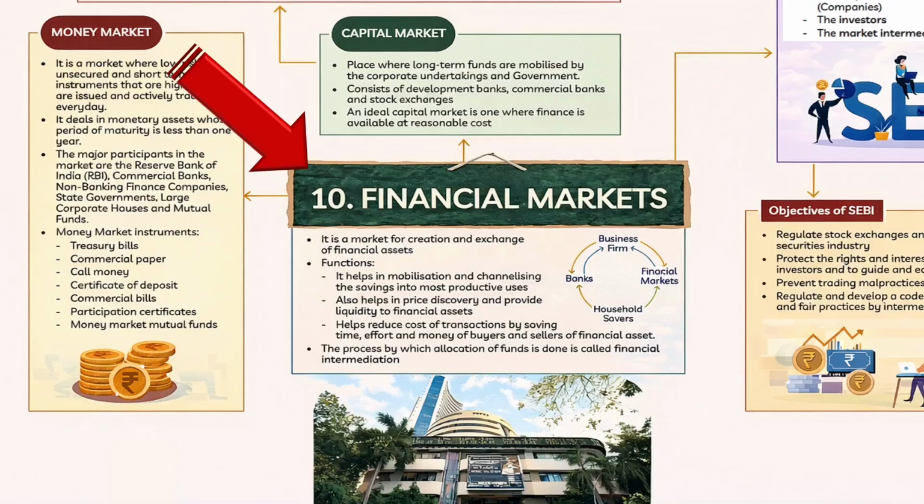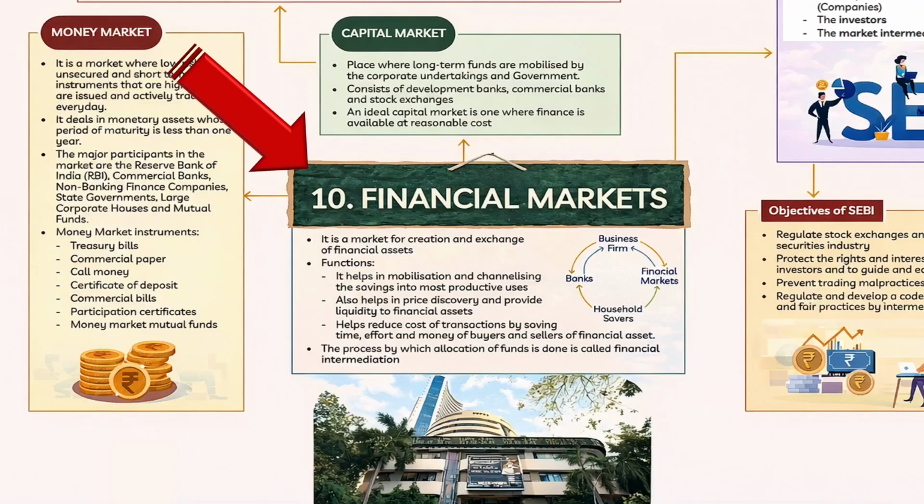Now, what are the functions of this financial market? First of all, as we said, it helps in mobilization of savings and channelizing them into the most productive use. A financial market facilitates the transfer of funds from the savers to the investors, from households to the businesses. It gives various choices of investment to the household so that the surplus fund can be invested in the most productive source.